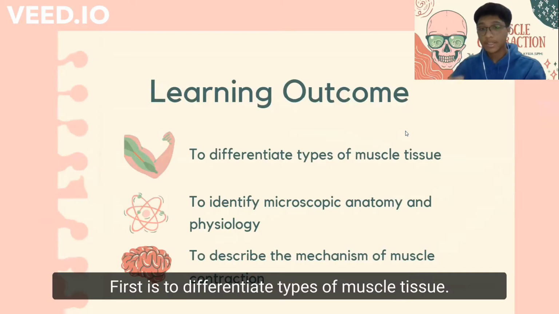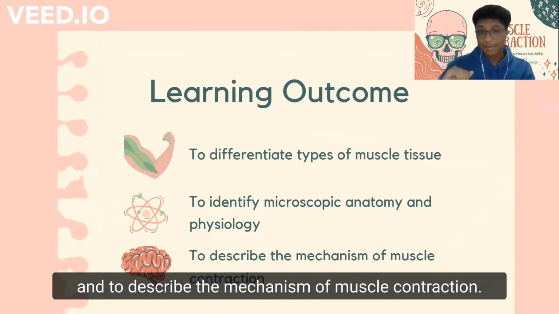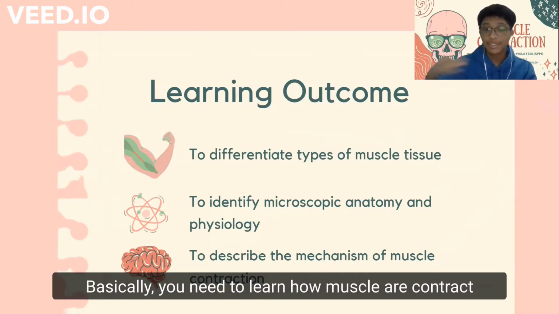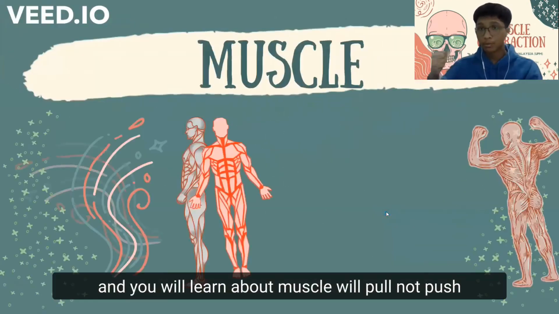So these are the learning outcomes. First is to differentiate the types of muscle tissue. Next is to identify microscopic anatomy and physiology. And to describe the mechanism of muscle contraction. Basically, you need to learn how muscles contract, and you will learn that muscles pull, not push.